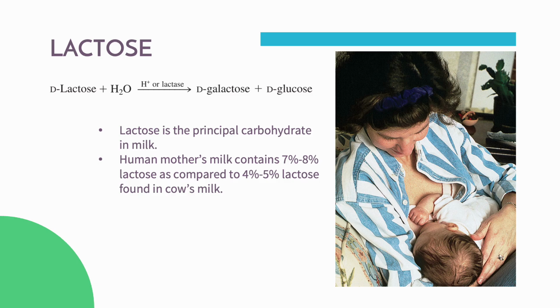Lactose can be hydrolyzed by acid or by the enzyme lactase, forming an equimolar mixture of galactose and glucose, meaning when lactose is broken down by the enzyme lactase, it produces an equal amount of galactose and glucose. In the human body, the galactose produced is then converted to glucose by other enzymes. So we know that it is the principal carbohydrate in milk. And as comparison, human mother's milk contains 7 to 8% lactose as compared to 4 to 5% lactose found in cow's milk.